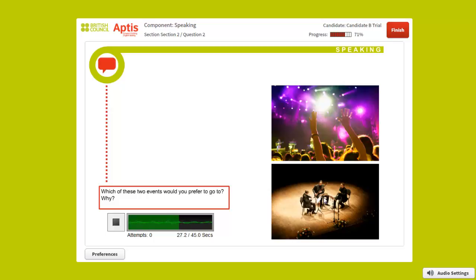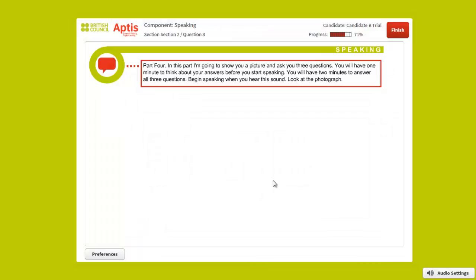Give the reasons for your choice, and at the same time you can describe what you can do there if you will be with the first or the second photo. Don't stop until you listen to the beep, because you have definite time, of course. So he will move to the next part. Part 4.